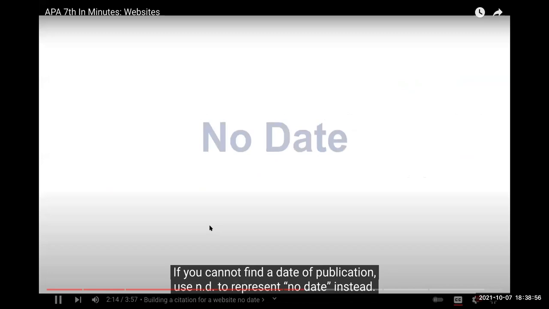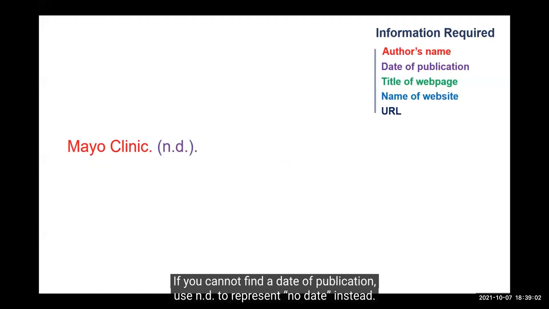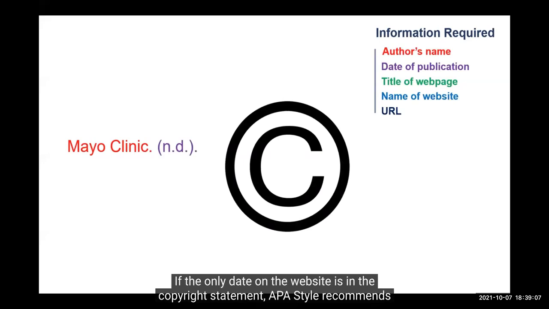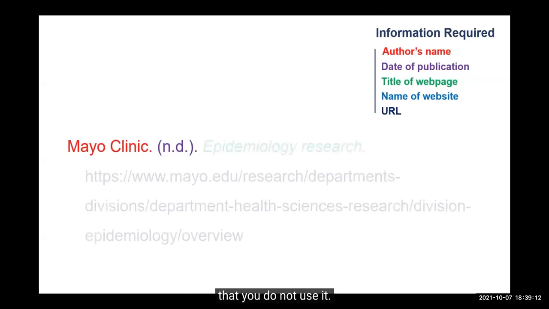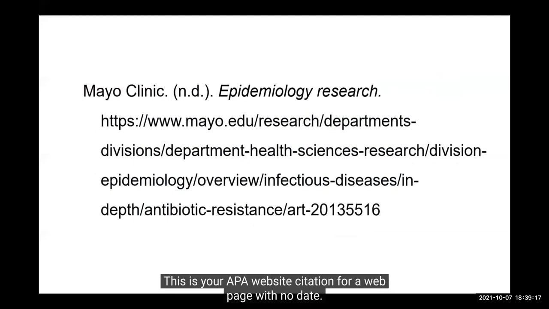If you can't find a date of publication, use N period D period to represent no date instead. If the only date on the website is in the copyright statement, APA Style recommends that you do not use it. This is your APA website citation for a web page with no date. All right, do we understand that?